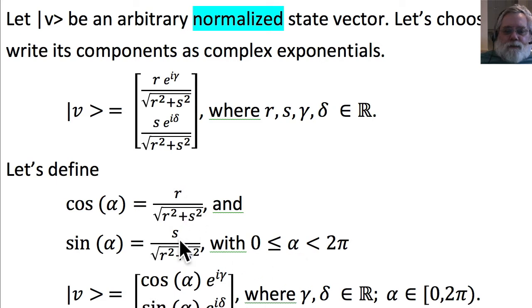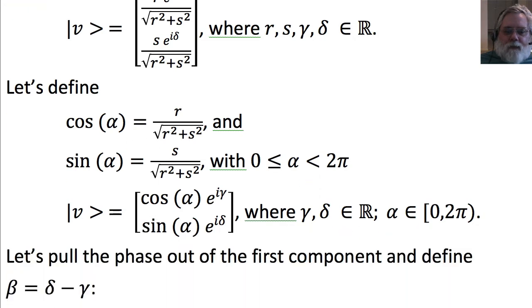Now, r and s could be any real numbers, positive or negative, so for the moment, alpha could range anywhere from 0 to 2 pi, anywhere in the plane. So let's rewrite our ket v using those. So ket v is cosine alpha e to the i gamma, and the second component is sine alpha e to the i delta.